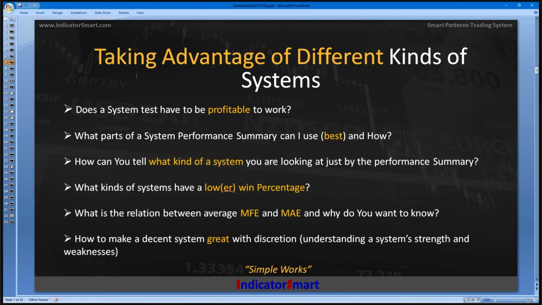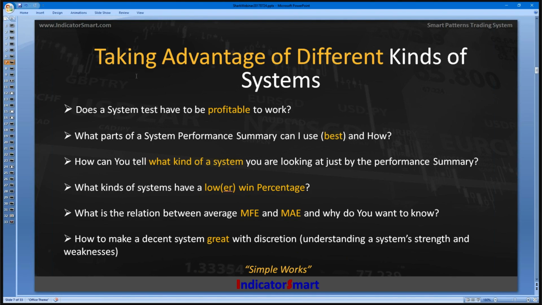Does a system test have to be profitable in order for it to work? Does it have to be profitable in order for it to work? And the answer is no, it actually doesn't. You could be running system performance summaries and have something right in front of you, and you could discard it because you're not looking for the right thing.